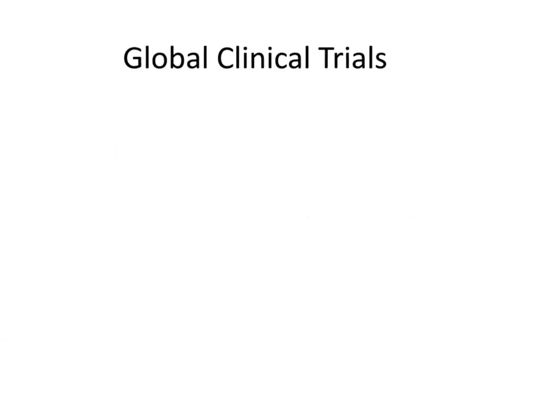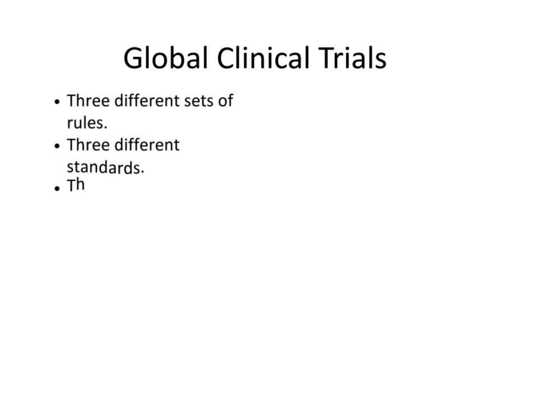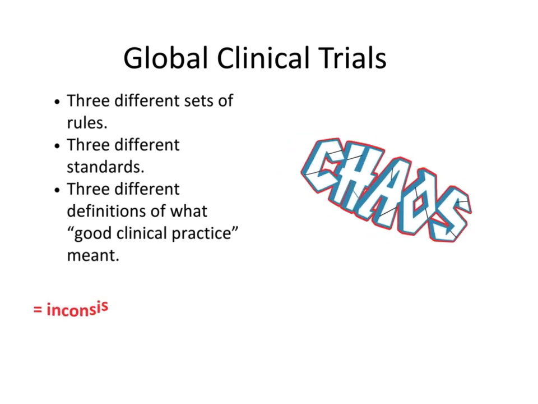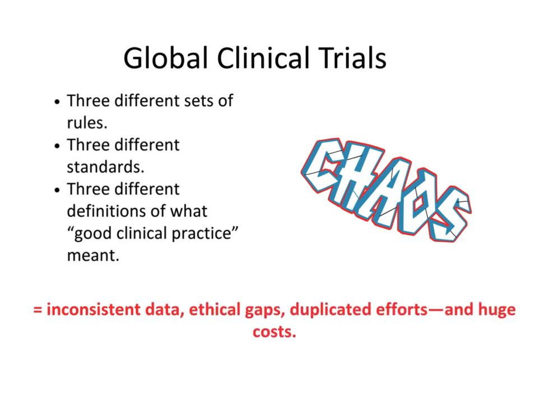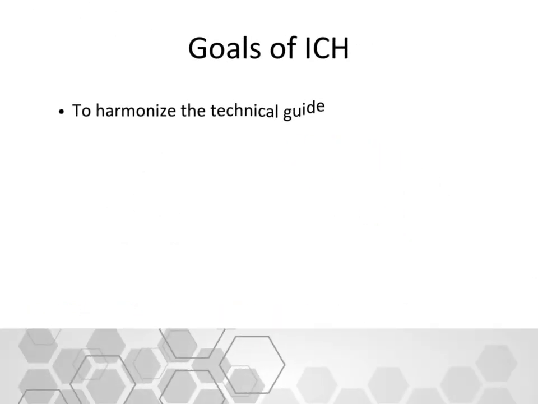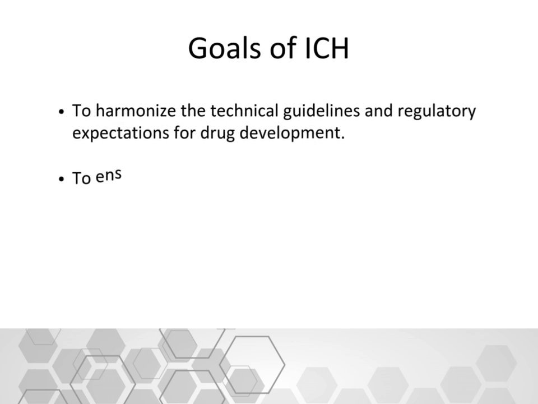Why? Because back then, if you wanted to conduct a global clinical trial, you had to deal with three different sets of rules, three different standards, three different definitions of what good clinical practice meant. You can imagine the chaos: inconsistent data, ethical gaps, duplicated efforts, and huge costs. So, ICH was created to harmonize the technical guidelines and regulatory expectations for drug development.